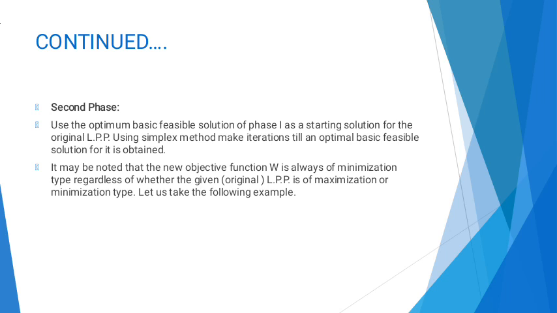We should note that the new objective function W is always minimization type, regardless of whether it is a maximization or minimization problem. If it is a problem of maximization, you need to convert it into minimization by multiplying it with a minus sign. So these are some basic steps which we need to follow while solving the two-phase method.